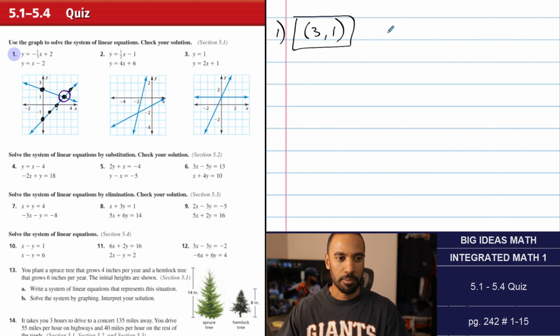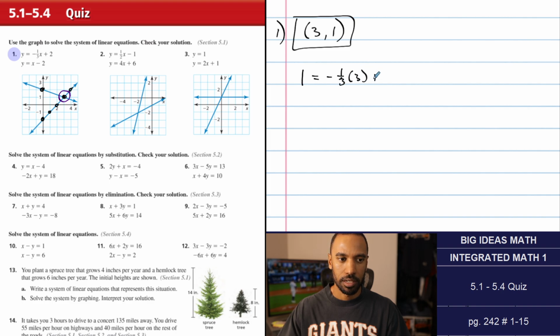My double check for that is I'm going to go ahead and substitute in the first equation. 1 for y, 3 for x, and see if the left side equals the right side. Negative 1/3 times 3 is negative 1. Negative 1 plus 2 is 1, and 1 equals 1 checks out.